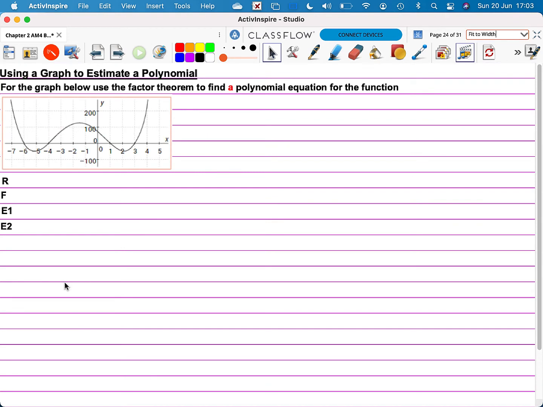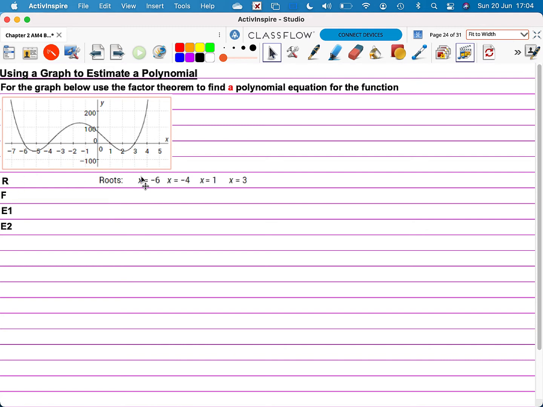Now we're going on to this third example. You can pause the video at this stage, and you can look at working through it yourself and then see if your answer matches mine. You have to remember that in this particular problem, you always look at the roots first, and the roots are where it meets or crosses the x-axis, and it cuts the x-axis at -6, cuts at -4, cuts at 1, and it cuts at 3.